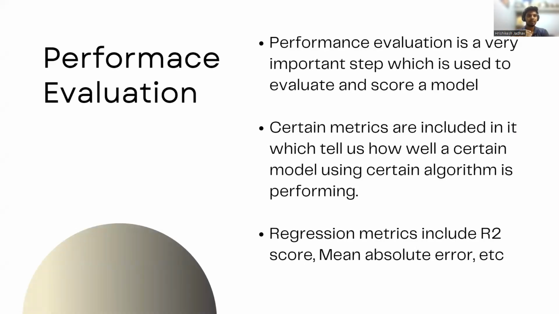Now the next is performance evaluation, which is accuracy checking. Performance evaluation is an important step, which is used to evaluate and score a model. So we have to follow certain metrics on how well the model performs. The R2 score and mean absolute error are some of the metrics which we have to follow, so that the model is accurate.